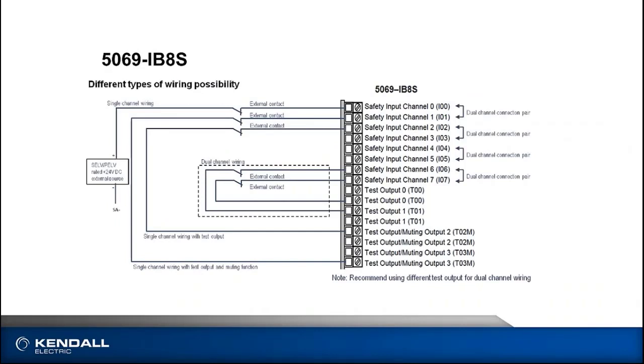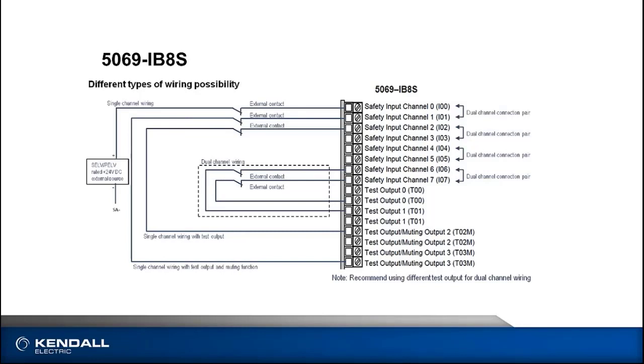Taking a closer look at some of the possible wiring scenarios, first on the 8-channel safety input module, and starting from the top, you'll see channels 0, 1, and 2 are set up for single channel wiring. So there are single channel safety devices that are wired into each one of those channels. And notice also on channel 1 and channel 2, we're making use of the test output feature of the module. So in this case, through channel 1 and channel 2 with the test output, we are able to test that channel for a 24-volt short to ground, for instance.